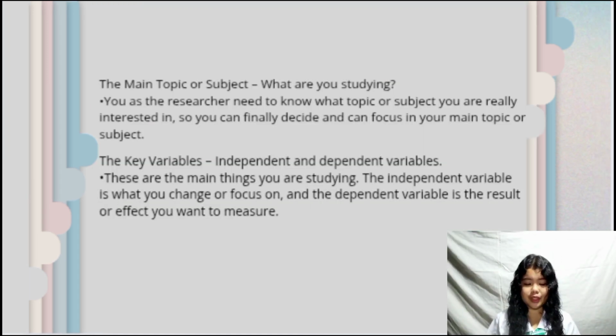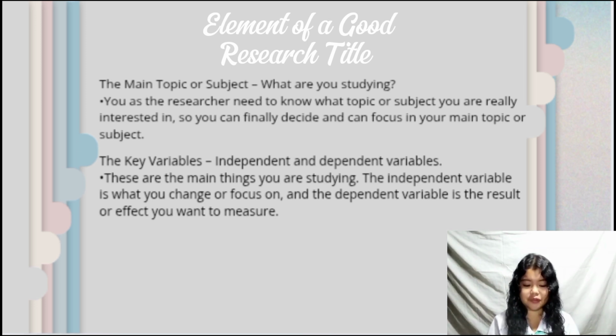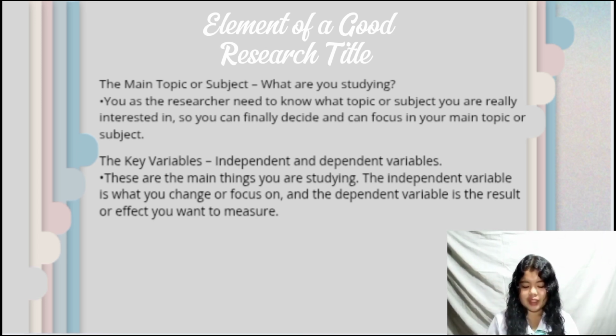Now, we are going to dive into elements of a good research title. A strong research title usually includes the following elements. First, the main topic or subject. You're going to ask yourself, what are you studying? You as a researcher need to know what topic or subject you are really interested in, so you can finally decide and focus on one main topic or subject.